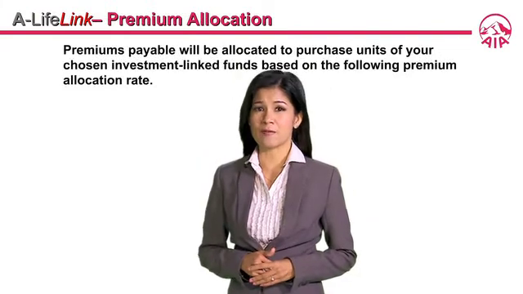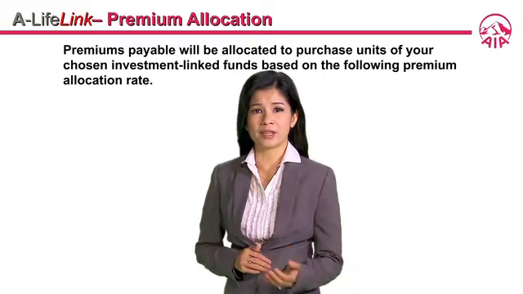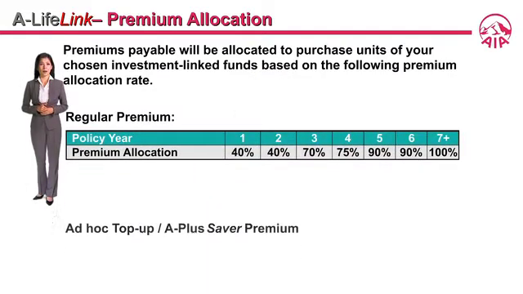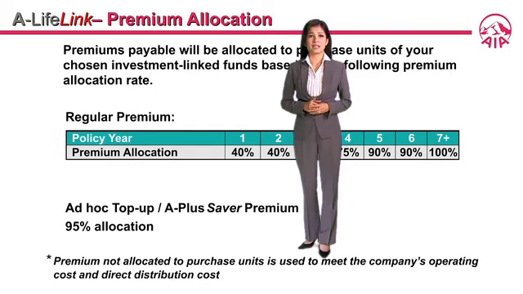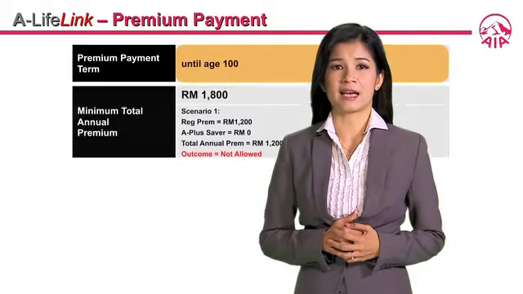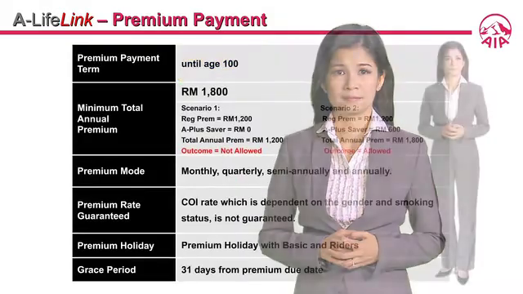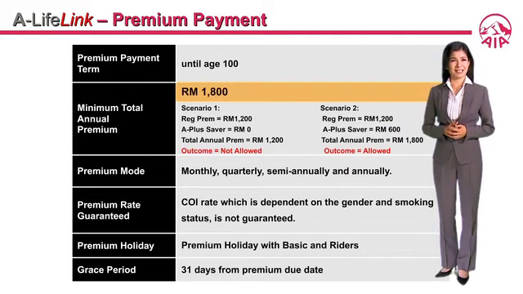A-Life Link premium payable will be allocated to purchase units of the policy owner's chosen investment-linked funds based on the premium allocation rate. As for ad hoc top-up and A+ Saver premium, 95% of the premium will be allocated to purchase units. Premium not allocated to purchase units is used to meet the company's operating costs and direct distribution costs. Premium payment term for A-Life Link is until age 100. The minimum regular premium is 1,800 ringgit per annum without A+ Saver.